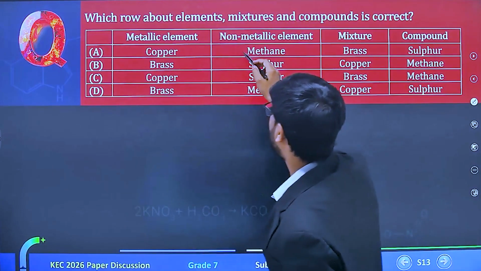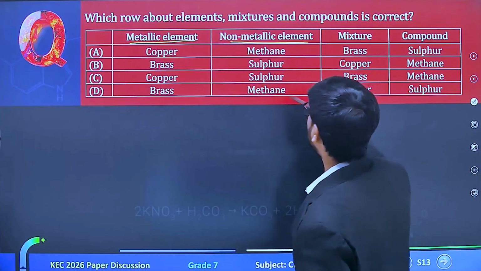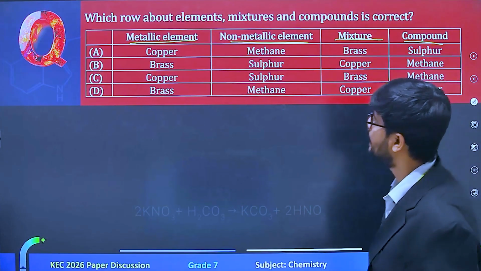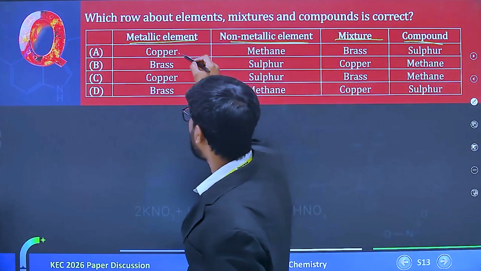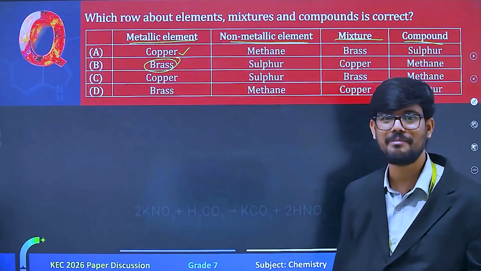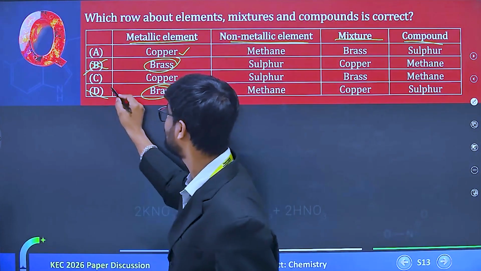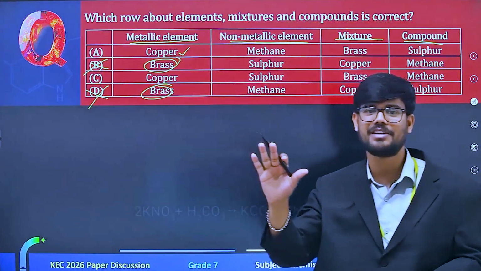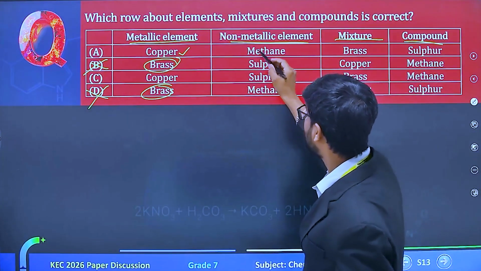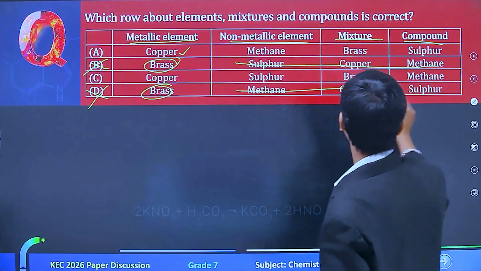Which row shows element, mixture, compound? So first this is element, then mixture, then compound. Which one is correct? Metallic element, copper. Brass is not an element, right? Brass is a mixture, right? So by default you can eliminate options B and D. Copper is an element. So that's why we can easily just cross B and D.